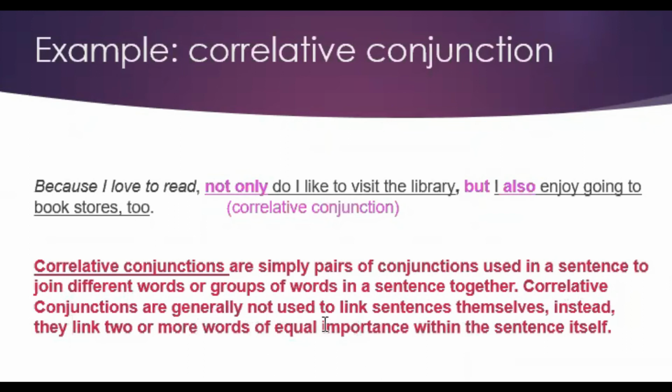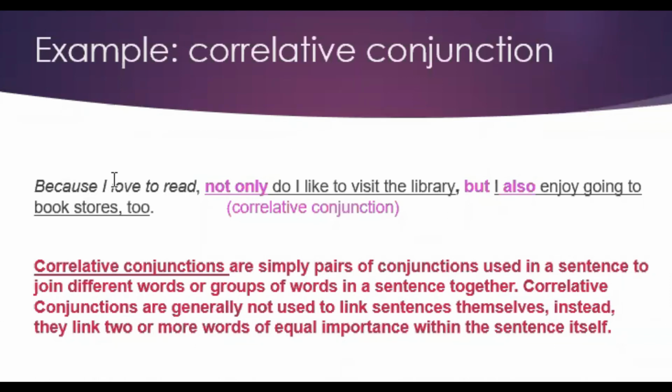So, what all of this means is that first we'll identify the correlative conjunction in the sentence. We have "not only," and we also have here "but also." So it says that they're pairs of conjunctions. So we have "not only, but also." They're used to join different words or groups of words in a sentence. "Because I love to read, not only," so it's joining this part of the sentence to the other part. It's used as a gap.